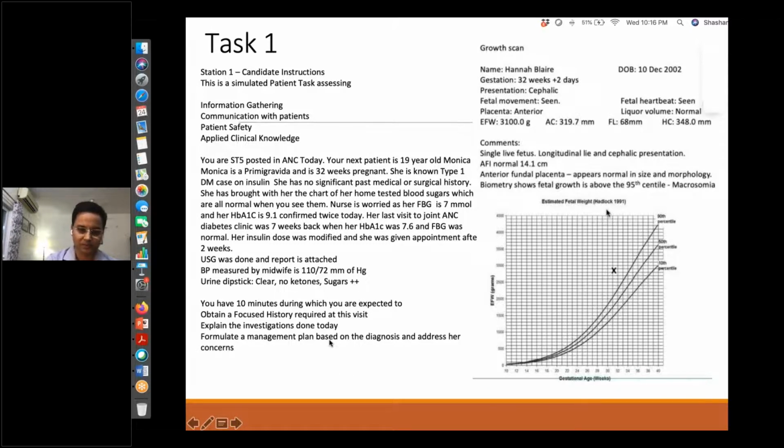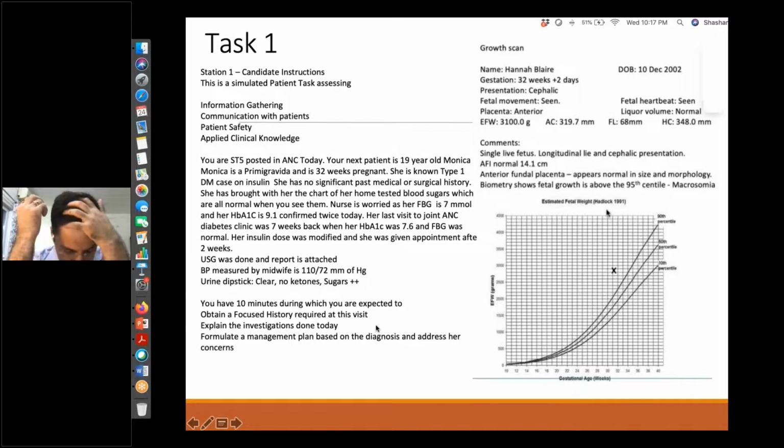What about your delivery plans? Have you anything in your mind, Monica? I want to deliver normally. So if the baby's weight is more, if now the weight is 3.1 kg, if it goes to 4.5, you'll be offered cesarean section to avoid many complications that are there if the baby is big.